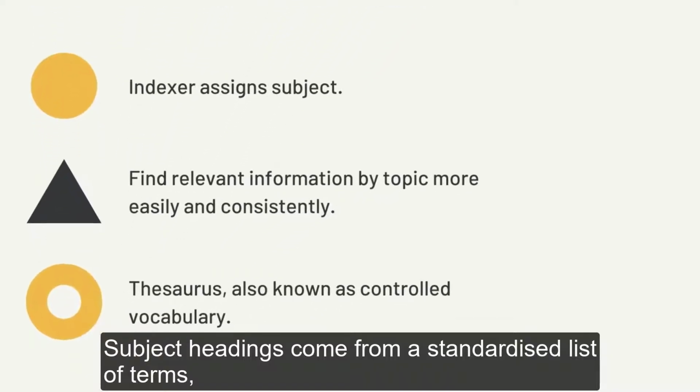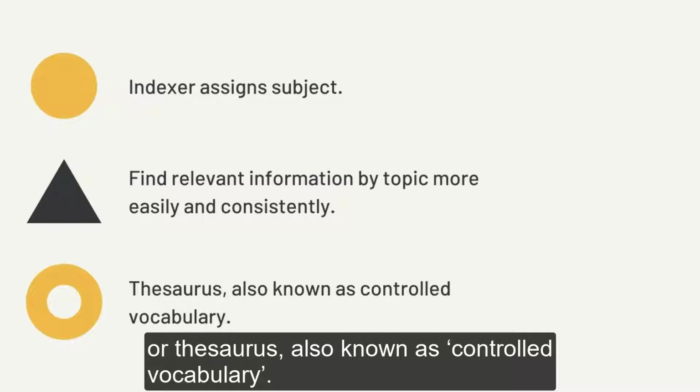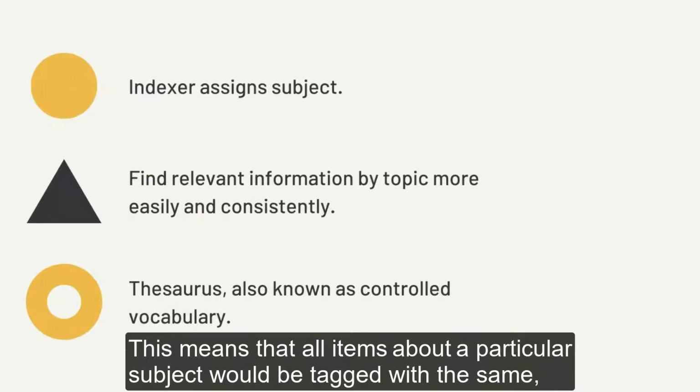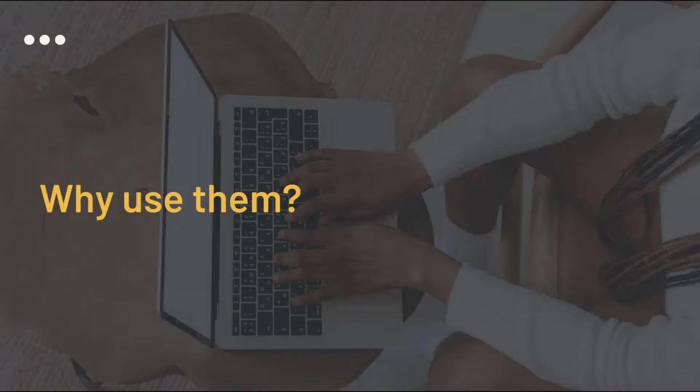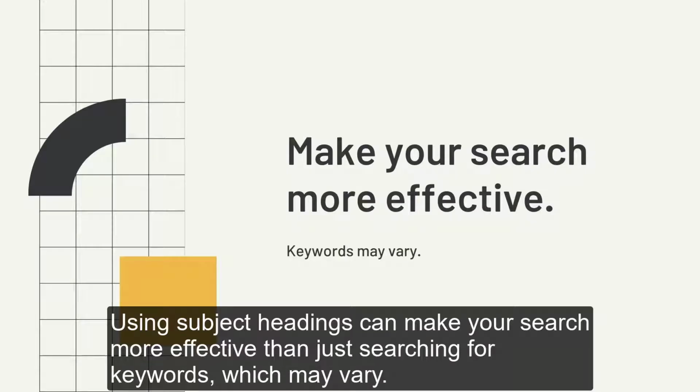Subject headings come from a standardized list of terms, or thesaurus, also known as controlled vocabulary. This means that all items about a particular subject would be tagged with the same standard heading, regardless of the words or phrases the author uses in the title or abstract. Using subject headings can make your search more effective than just searching for keywords, which may vary.